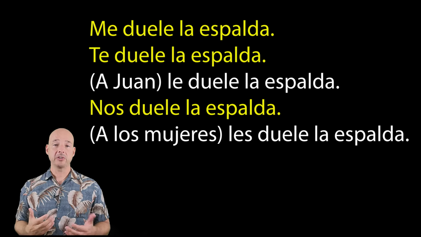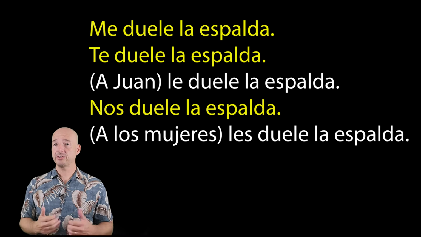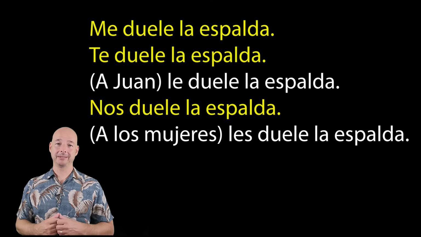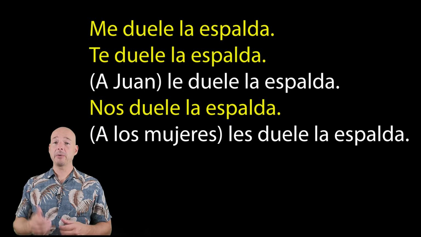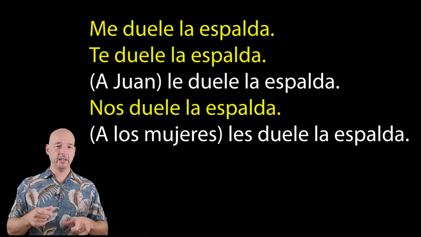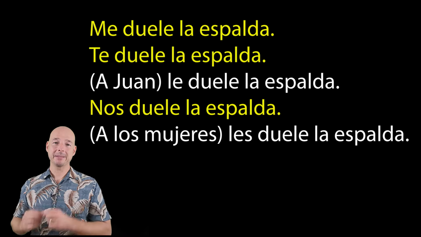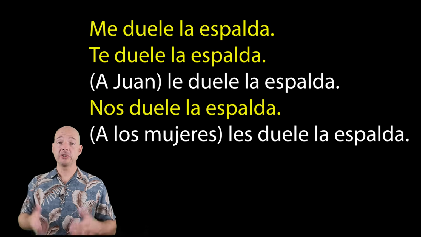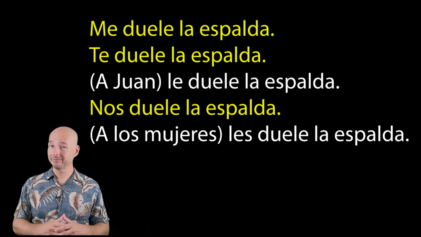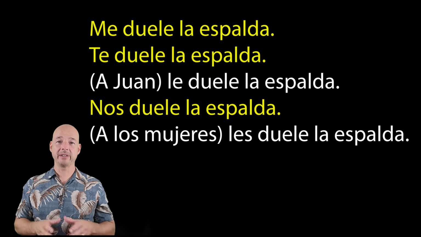If I want to say my back hurts, I could say a mí me duele la espalda. But I don't have to. I can just say me duele la espalda. Easier, right? If I want to say your back hurts, te duele la espalda. All right, we'll skip over that next one and now look. Our backs hurt, nos duele la espalda. And la espalda is in the singular because each one of us only has one back, right? Now let's take a look at the ones that I didn't drop the part in the parentheses.